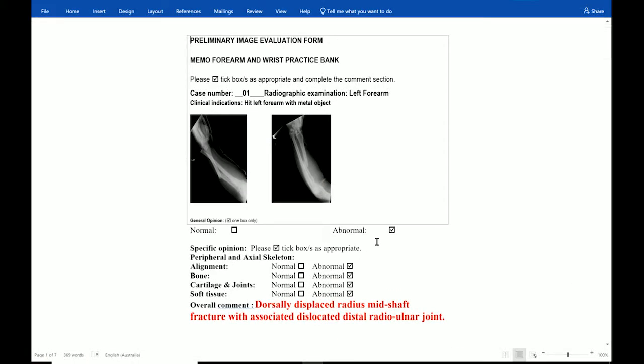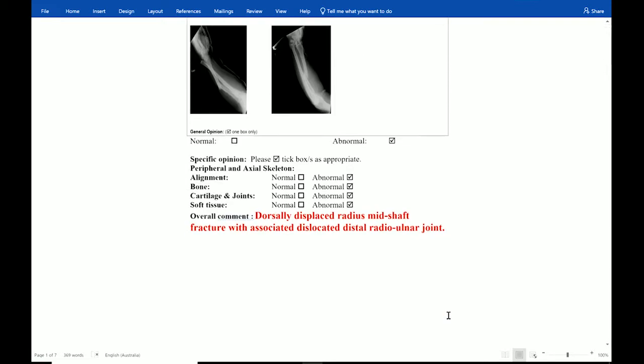So in our feedback then, the case is abnormal and the alignment, the bone, the joint and the soft tissue is abnormal. So there's a dorsally displaced radius midshaft fracture with associated dislocated distal radio-ulnar joint. You can also just write that it is a Galeazzi fracture.